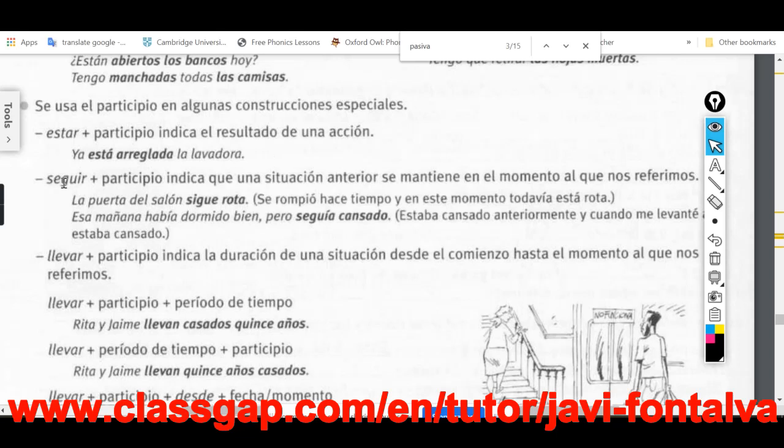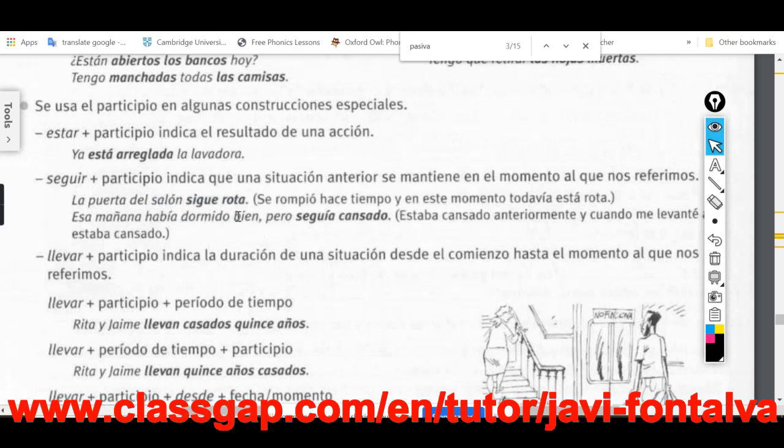And yes, you can also use this verb with the past participle to talk about something that is still the same. So before we said it with the gerund to say someone is still doing something. Now it's like something is still the same. It doesn't change. It's still the same situation. For example, la puerta del salón sigue rota. So the door of the sitting room is still broken. Broken, okay. So it means still, basically, here.